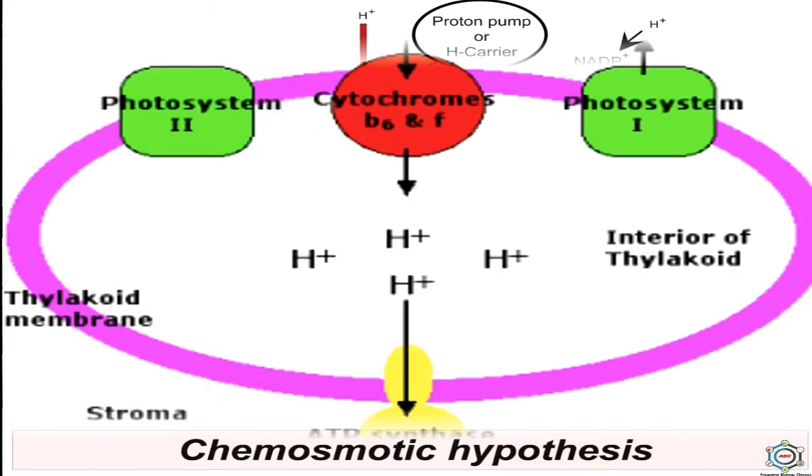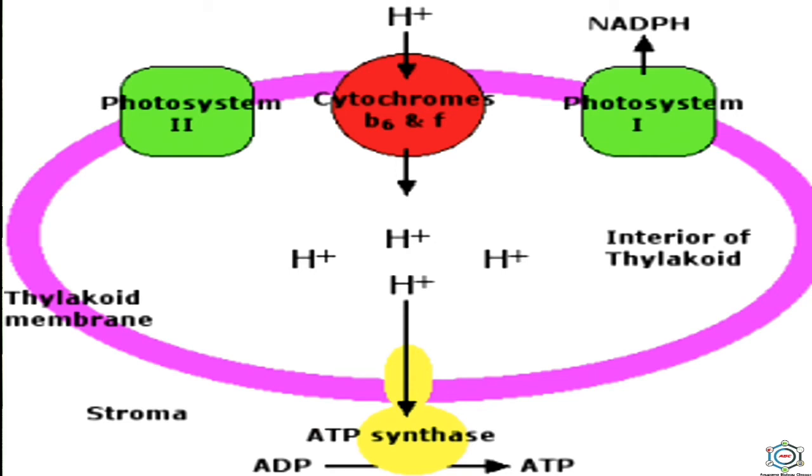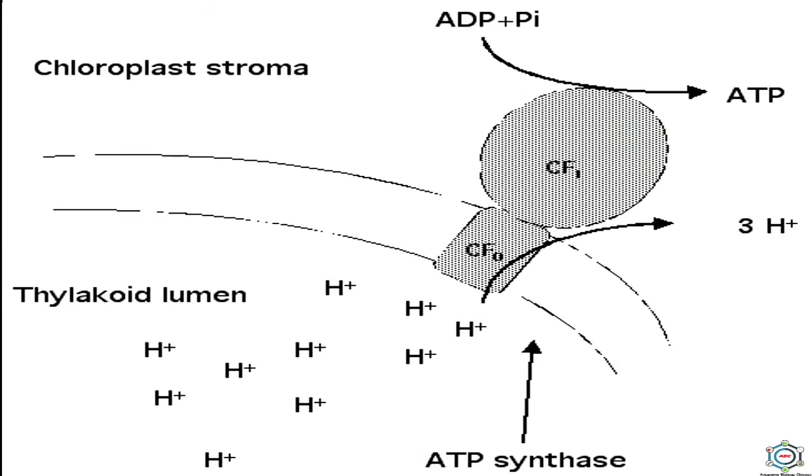However, this hypothesis of chemical coupling has now been replaced by the chemiosmotic hypothesis, which was proposed by Peter Mitchell in 1961. According to this hypothesis, photophosphorylation occurs at the thylakoid membrane when hydrogen protons move from the thylakoid lumen to the stroma through the ATPase complex due to the pH gradient across the membrane.